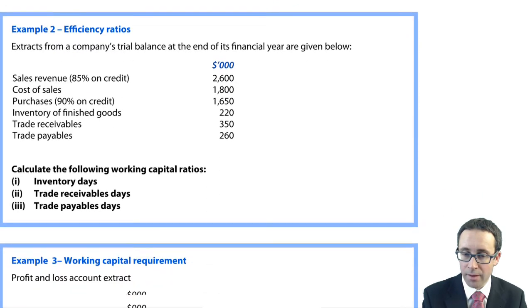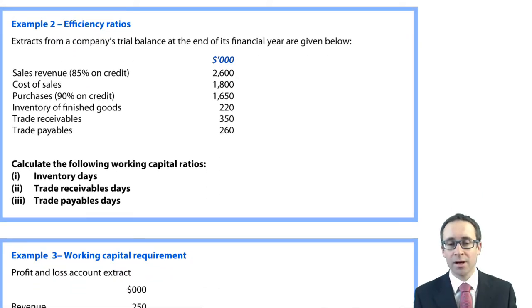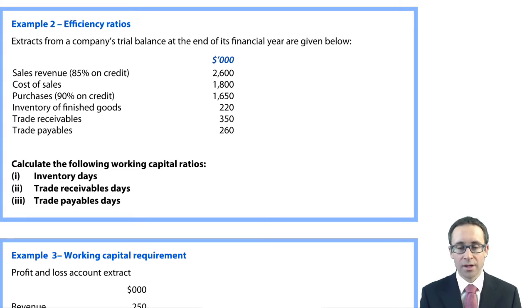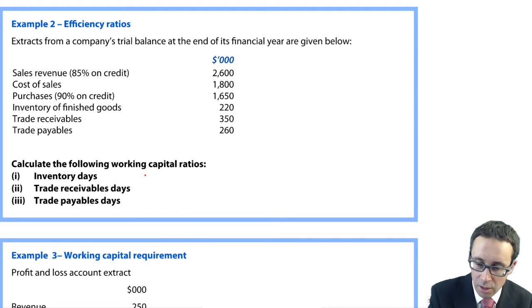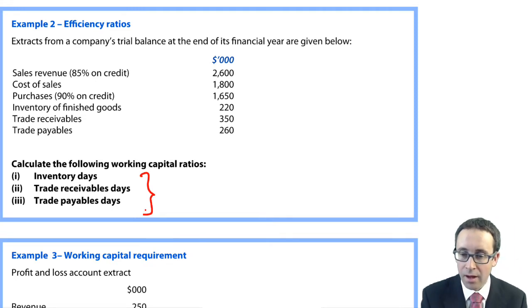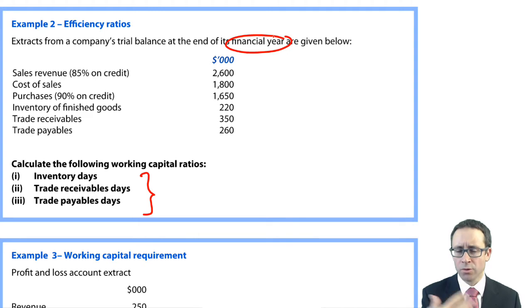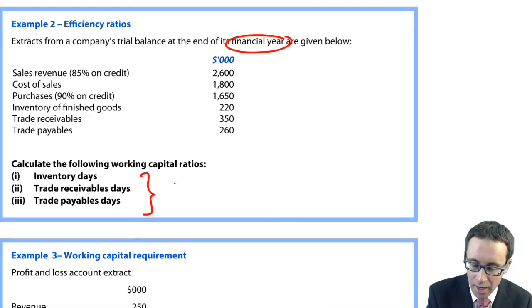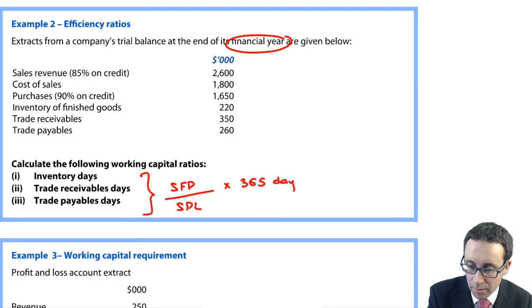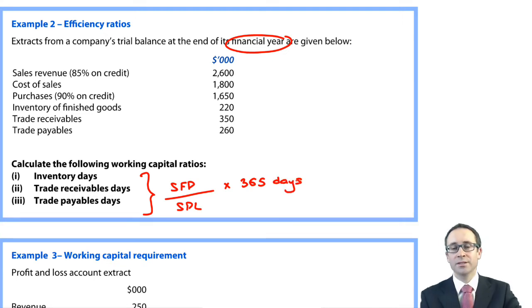If we go on and then have a look at the second example, which is all to do with your efficiency ratios, that's looking at inventory days, receivable days and payable days, isn't it? So it wants us to go through that. We're looking at an extract from the TB. It's for the financial year. So it's not 6 months, it's not 3 months quarterly, it's a full year. So I want to take my statement of financial position figure at the year end, divide it by a statement of profit or loss figure, and multiply by 365 days. Okay.